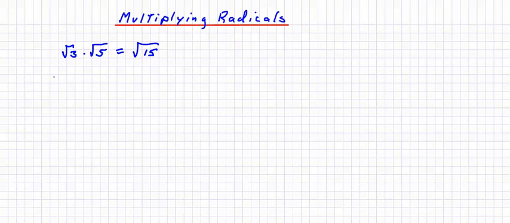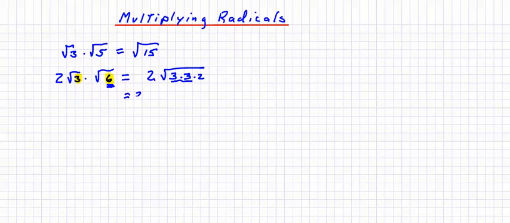So if I have something like 2 square root of 3 times the square root of 6, that's equal to 2 times, and now I multiply the square root of 3 and the square root of 6. But I'm going to do this carefully. 3 times 6, I'm going to break up into 3 times 2. Why do I want to do that? Because 3 times 3 is 9, and the square root of 9 is 3.